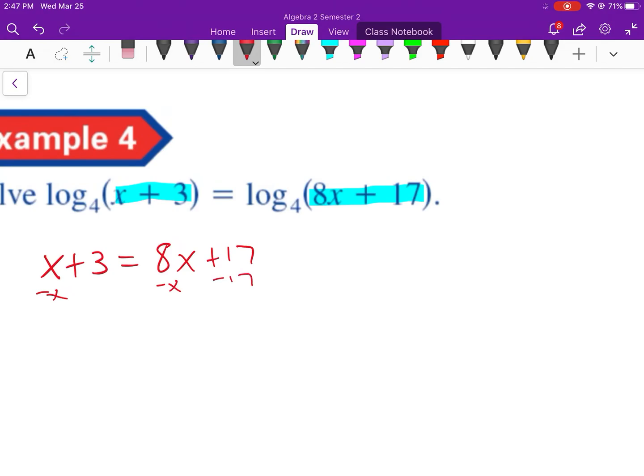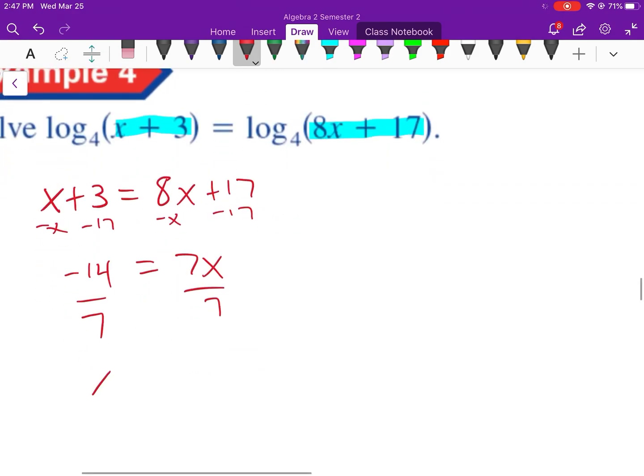So subtract x, minus 17, minus 17. I'm going to get 7x equals negative 14. Divide by 7, divide by 7. We're going to get x is equal to negative 2.